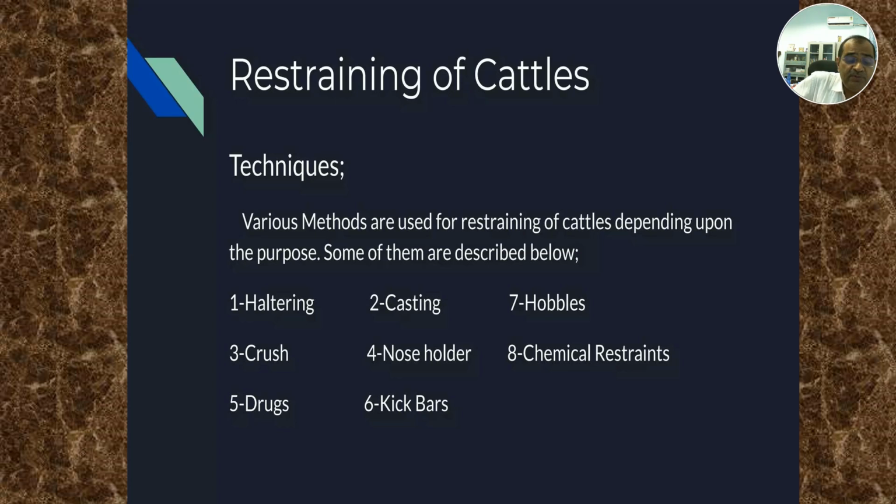Then, apart from this, the animals which can give a very good kick are the horses, the donkeys, the cattle. The local breeds of cattle are very good kickers. Hence, we should use the kick bars. Seven is the hobbles. And eight is the chemical restraint method. So all the techniques, as single or sometimes multiple techniques, should always be used for restraining of the animals.